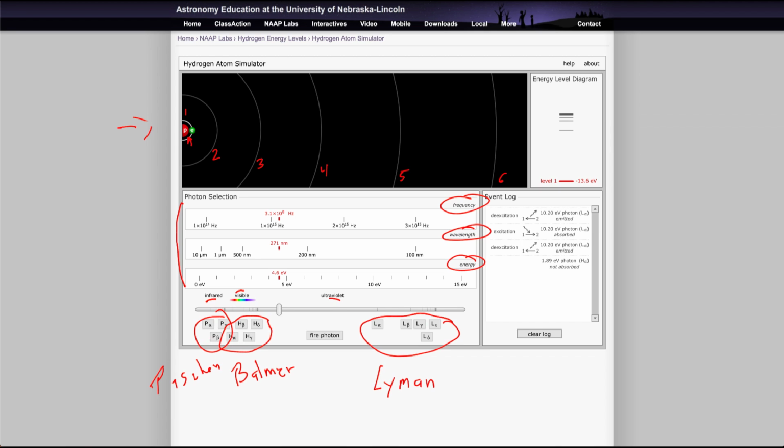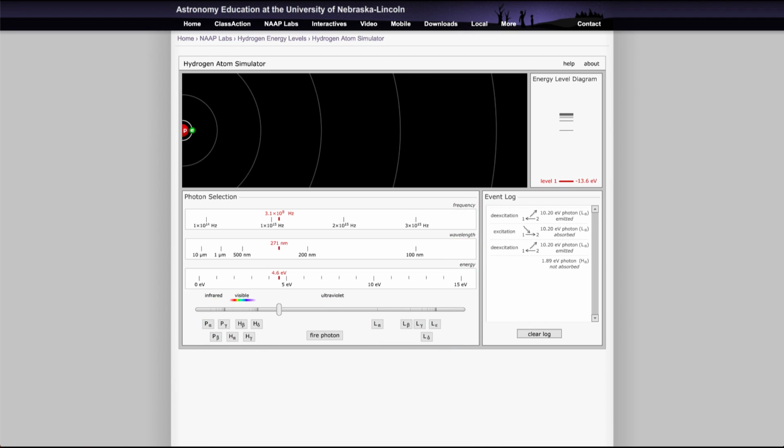So let's go ahead and clear those. And we can then fire different photons and try to look for the energy levels that are needed to move the electron up a level. So for example, if we want to go from the first level to the second, the Lyman alpha will get us there. And then if we want to go from the second to the third, the H alpha following right behind it could do the same thing.